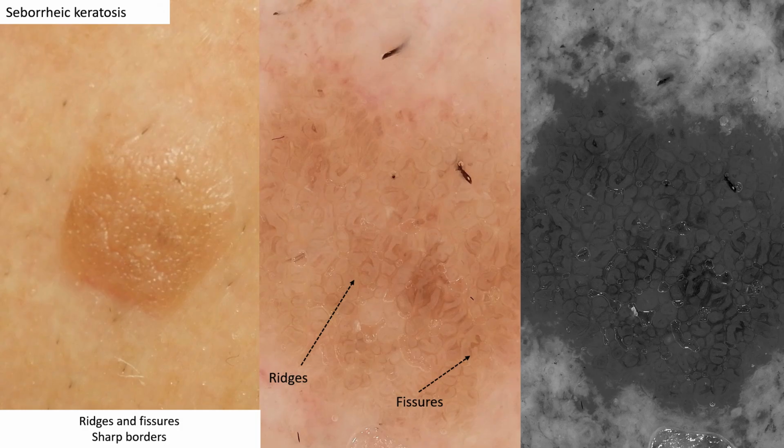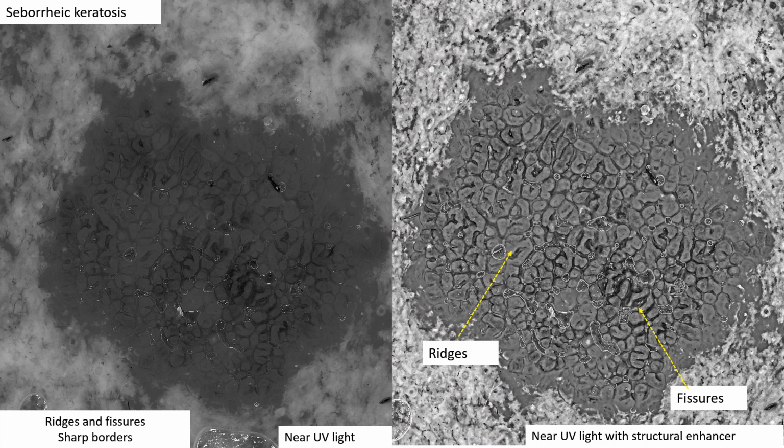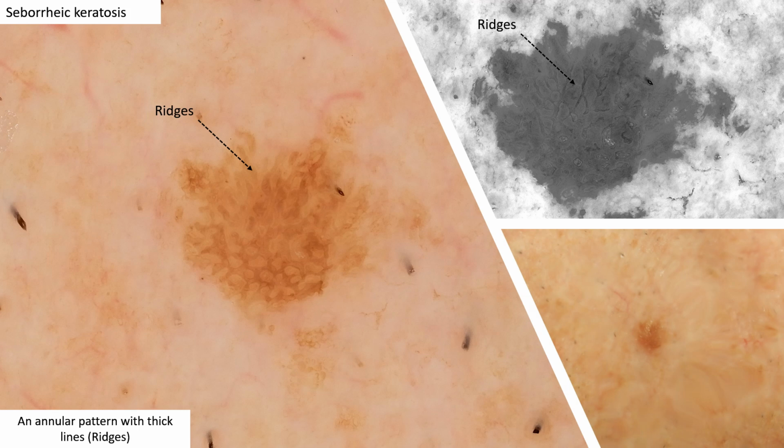So in this case, we see with the non-polarized light the ridges and fissures, and with the near ultraviolet light, we can see the prominent ridges. Another case where we see with the near ultraviolet light the ridges, and then with the near ultraviolet light with the structural enhancer, we see these beautiful ridges and fissures. In this case, we see the ridges in the non-polarized mode, as well as the ridges in near ultraviolet light.